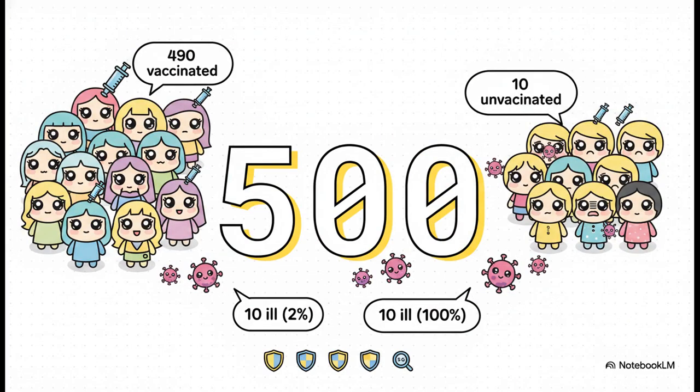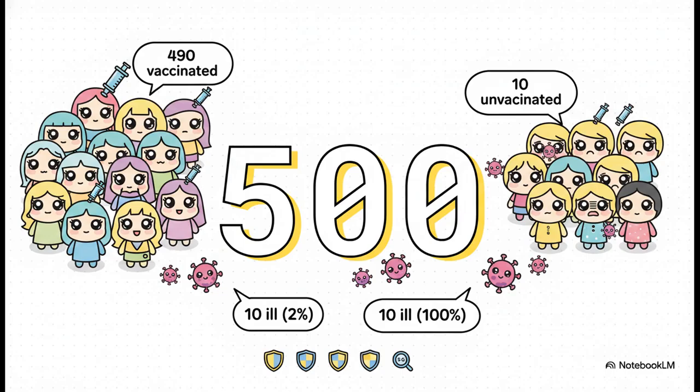Let's patiently deconstruct this. Imagine a population of 500 people exposed to a rare disease outbreak. In this highly immunized community, 490 people are vaccinated and only 10 are unvaccinated. Now, let's say the disease spreads and 10 vaccinated people fall ill and 10 unvaccinated people fall ill. If you just look at the raw numbers of sick people, it's a 50-50 split, 10 of each. You'd naturally think, wow, the vaccine did nothing. But wait, look at the base rates.